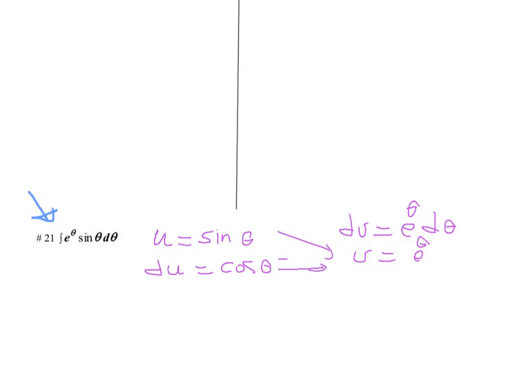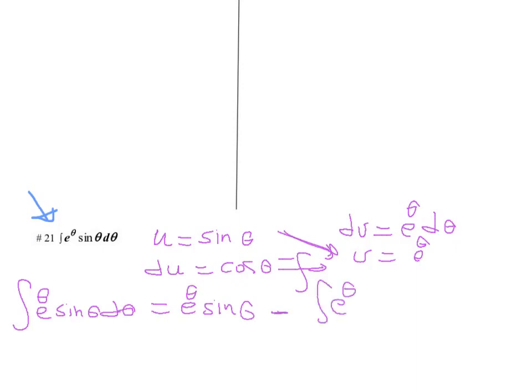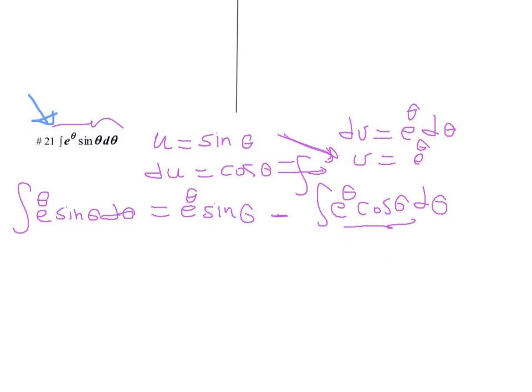This minus this. So the integration of e^θ sin θ dθ is equal to e^θ sin θ, which is uv, minus the integration of e^θ cos θ. So we have ended up with an integration which is similar to this, but instead of sine it is cosine. So it has to be done by parts also.